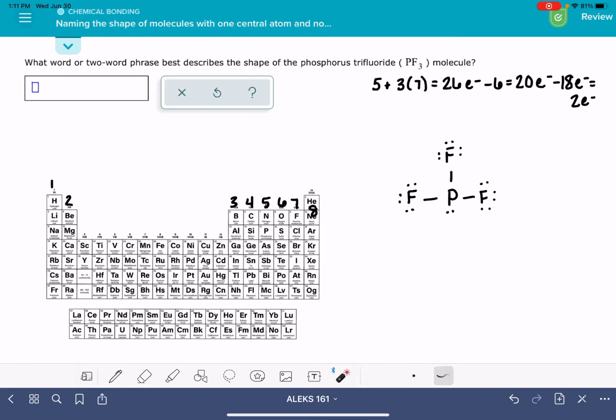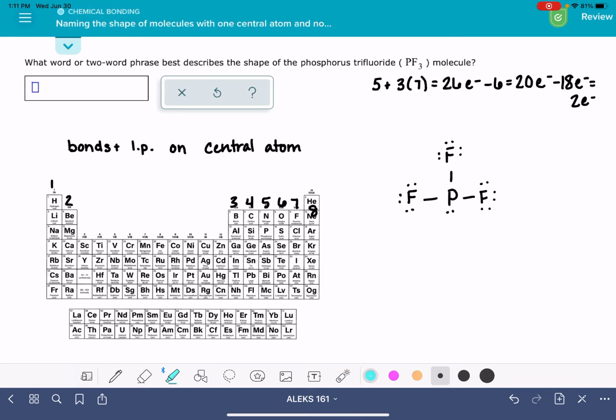Now, we are being asked to come up with the shape of the molecule. The shape of the molecule is based on a combination of bonds and lone pairs that are on the central atom. And you probably have a table somewhere, or if you don't, you can look it up on the internet, a table that will give you the number of bonds and the number of lone pairs on the central atom, what that shape would be called.